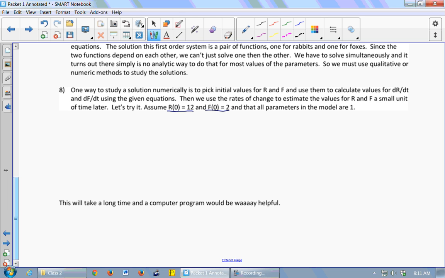So let's look at our model that we wrote. We're going to take all the parameters to just be 1, to simplify, getting rid of the alpha, beta, gamma, and delta. And we'll say dR/dt is R minus RF, and dF/dt is negative F plus RF.